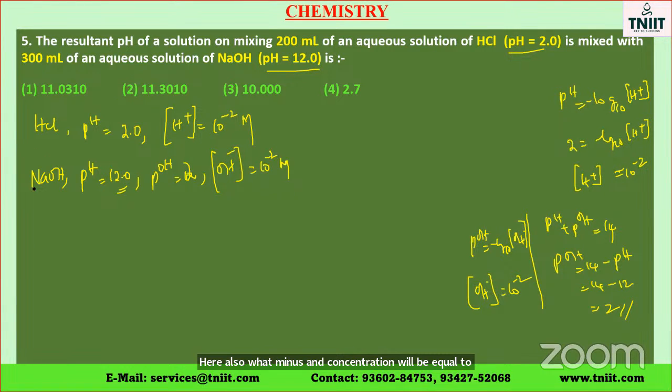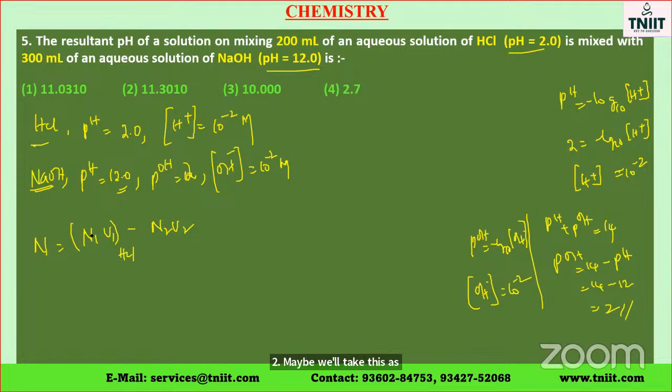See here, HCl is an acid and NaOH is a base. Acid and base will react. When we say acid and base will react, they're asking, mixed with aqueous solution of NaOH, what's the pH? So the normality of the resulting solution we can write as N1V1 minus N2V2, maybe we'll take this as HCl, or we can write molarity M1V1 minus M2V2 of NaOH. So the resulting molarity we will calculate, divided by V1 plus V2, the total volume.